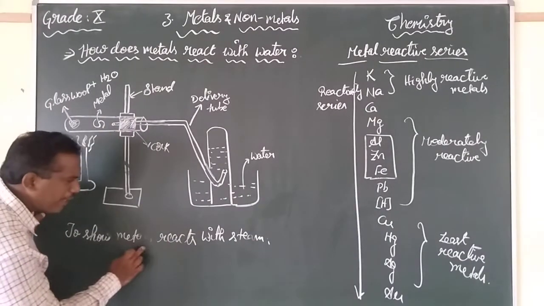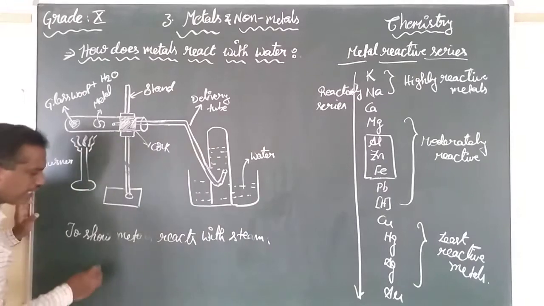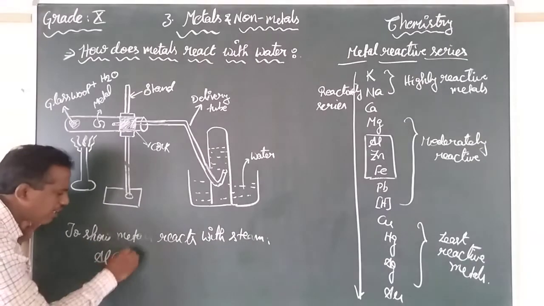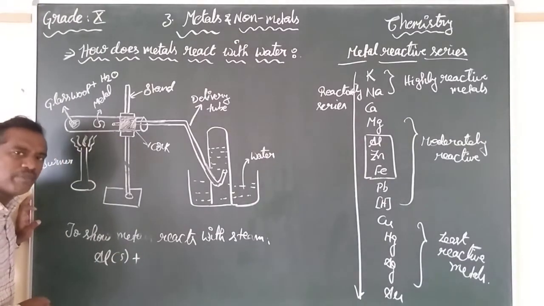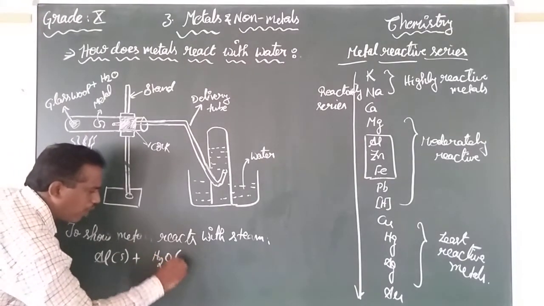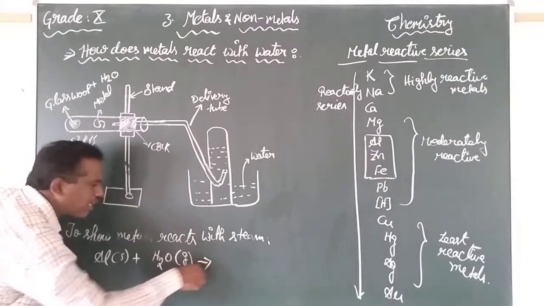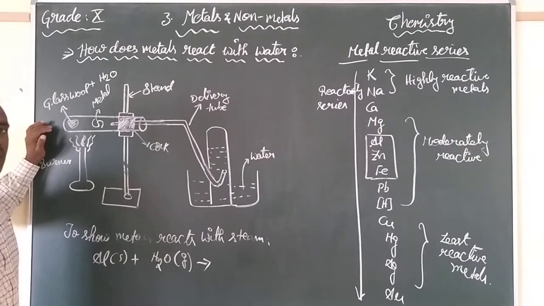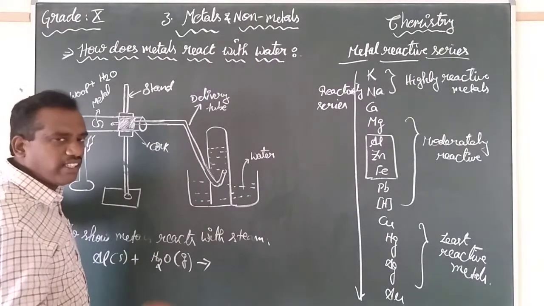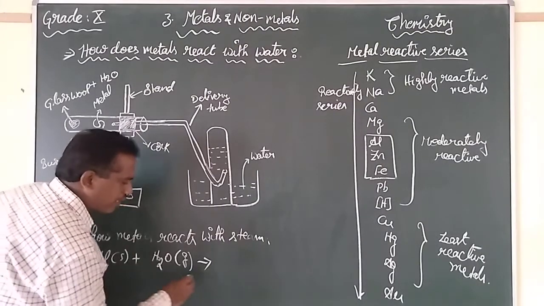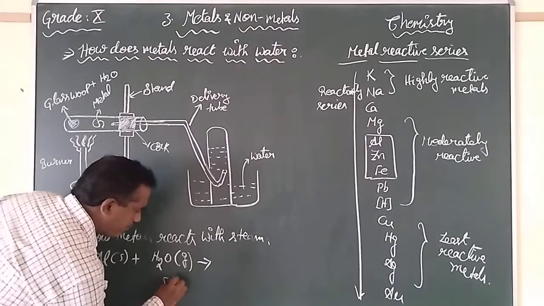That steam is going to react with this metal, like aluminium, to show metals react with steam. See, I am using aluminium. Aluminium is a solid. It is going to react with this water. What is the state of water here? It is in the form of steam we mentioned, in the gaseous state. Aluminium is going to react with water, means this is the steam.